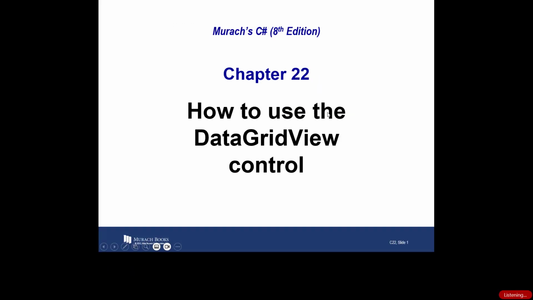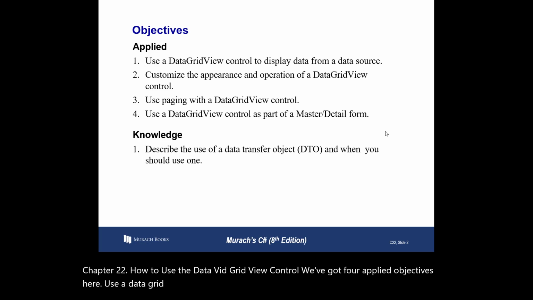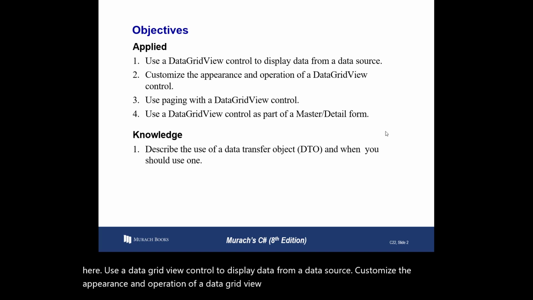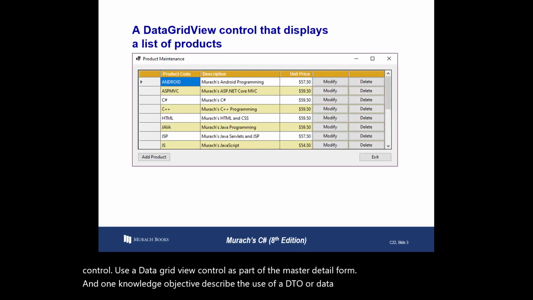And there we go. Chapter 22, how to use the data grid view control. We've got 4 applied objectives here. Use a data grid view control to display data from a data source. Customize the appearance and operation of a data grid view control. Use paging with a data grid view control. Use a data grid view control as part of a master detail form. And 1 knowledge objective. Describe the use of a DTO or data transfer object and when you should use one.